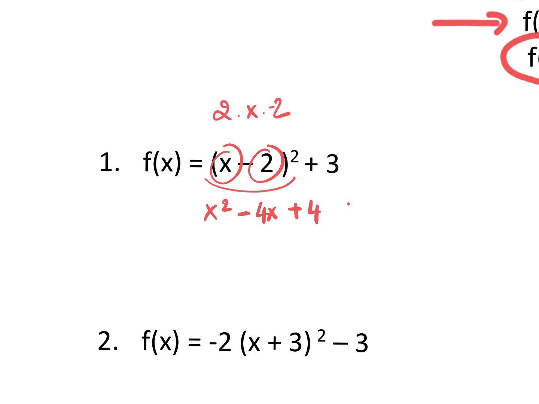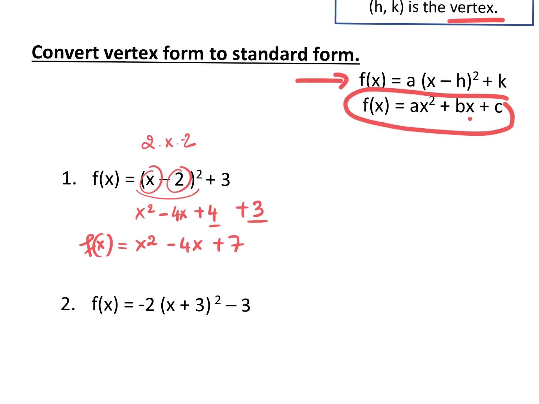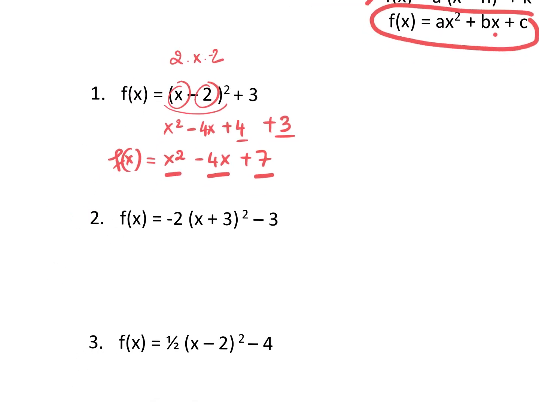And don't forget there's a 3. And after that, we combine the like terms. We're going to have x squared minus 4x plus 7. So that is yours. Okay. All right. And you can see that it's like ax squared plus bx plus c. And we're good. All right. Number 2.